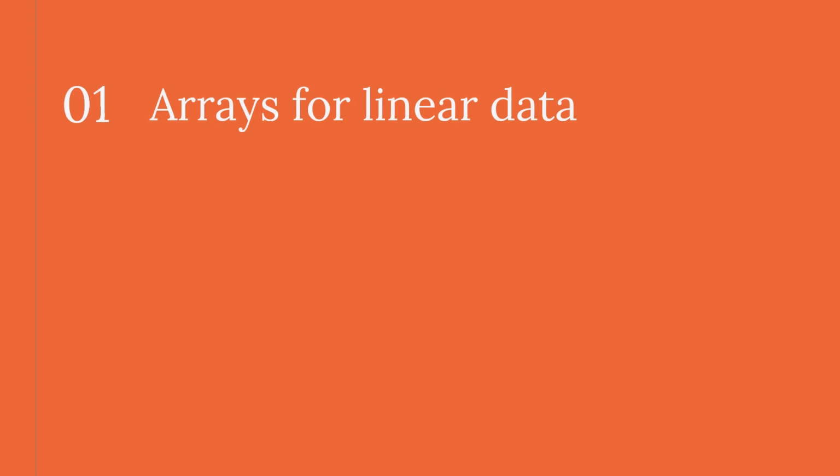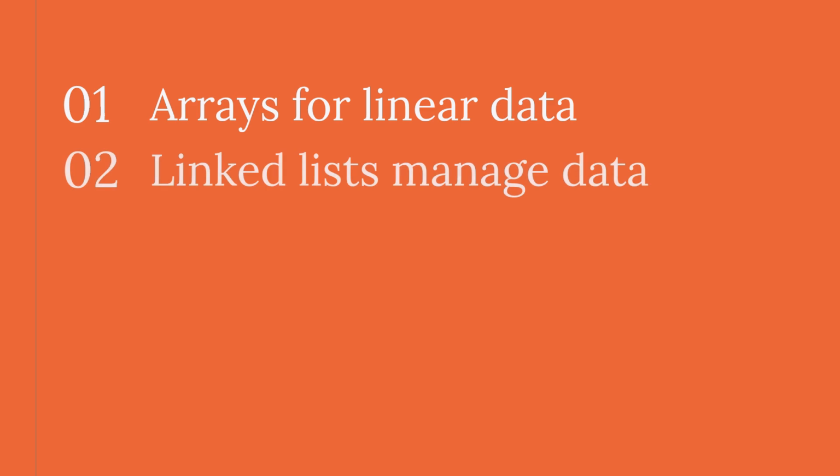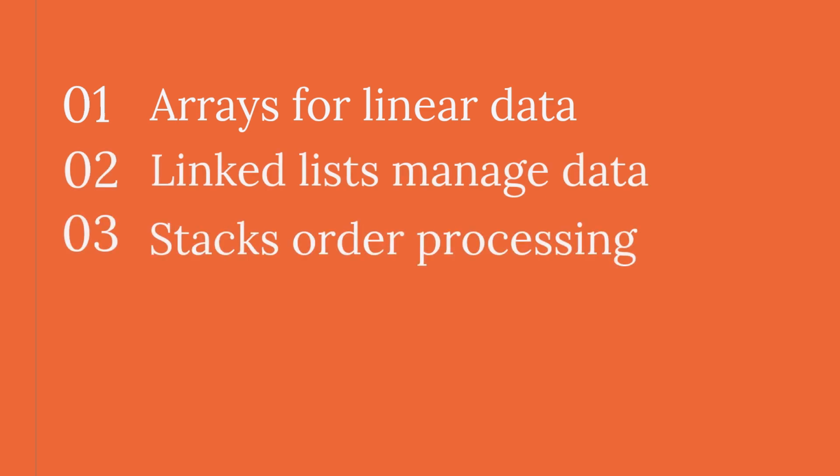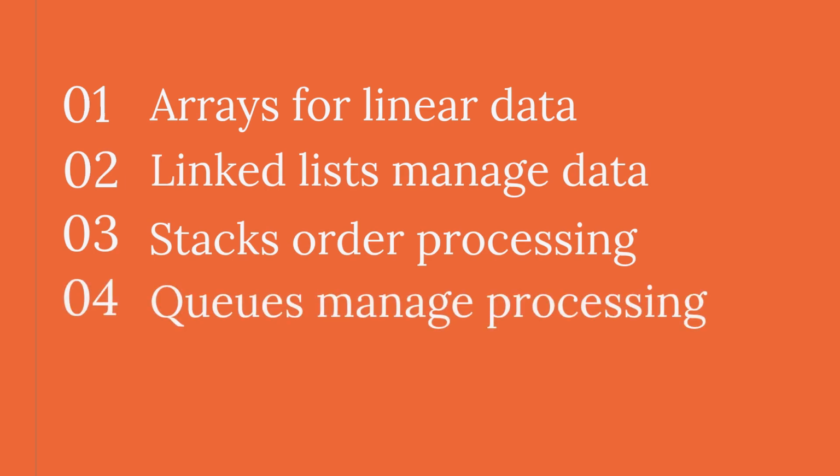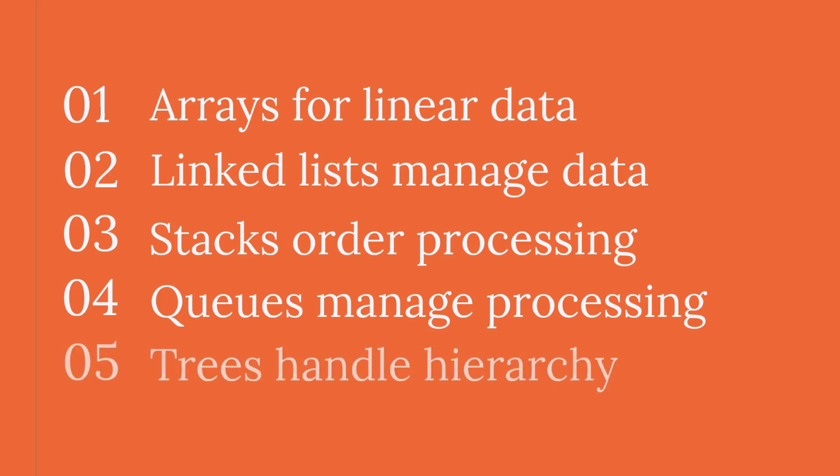Each data structure serves specific purposes. Arrays and linked lists handle linear data, stacks and queues manage ordered processing. Trees and graphs handle hierarchical and relational data, while hash tables offer fast key-based access. Understanding these structures allows selecting efficient solutions for problems.